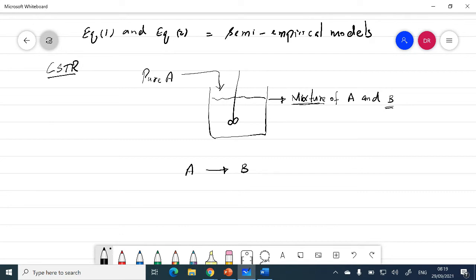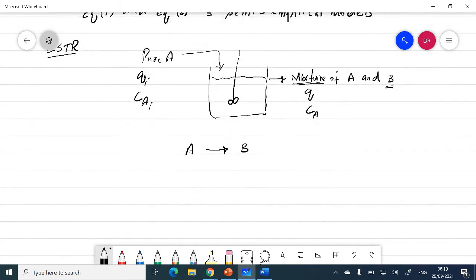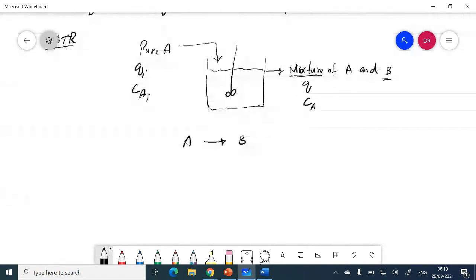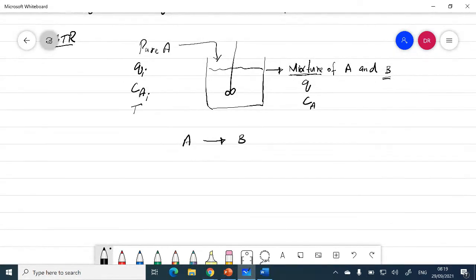Okay, and let me label here. The inlet volumetric flow rate is Qi, and then we have the concentration of component A, which is the inlet concentration. Similarly, this is the outlet volumetric flow rate, and this is the concentration of component A at the exit of the reactor. So this is a simple CSTR, and we may have the temperature here, T and J, but in this example we will focus on concentration.